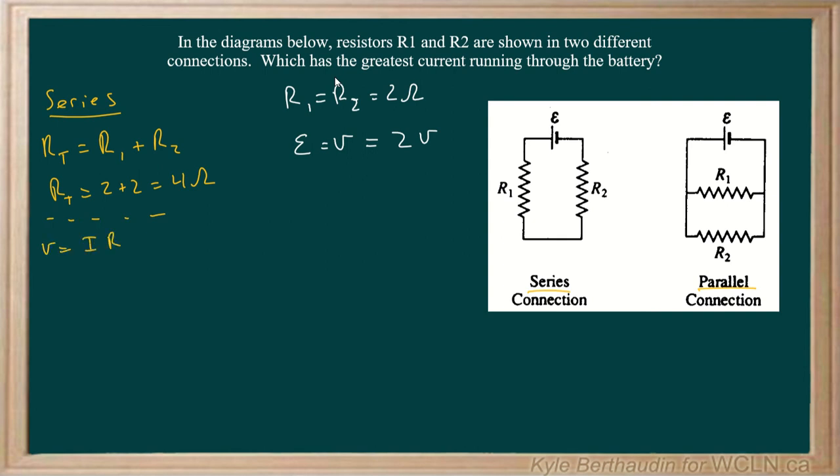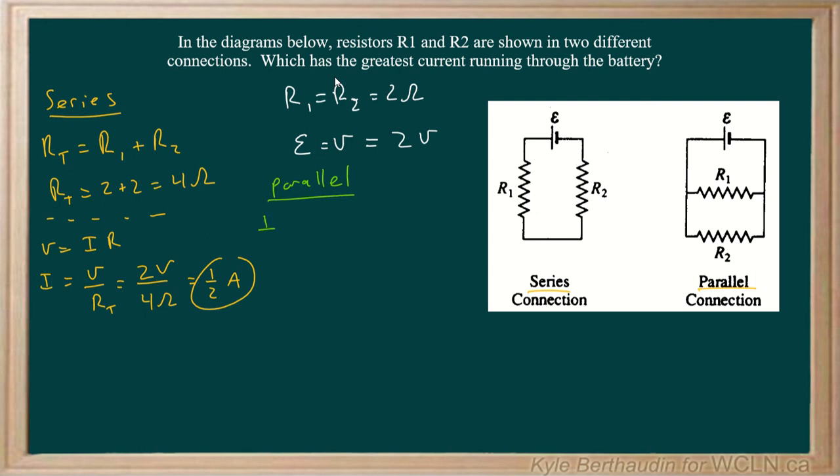And solve for the current I, which is V divided by R. The voltage we've determined is 2 volts, and the resistance we just found, the total resistance RT, is 4 ohms, so the current is 1/2 amps. Let's go ahead and do the same thing for a parallel circuit.